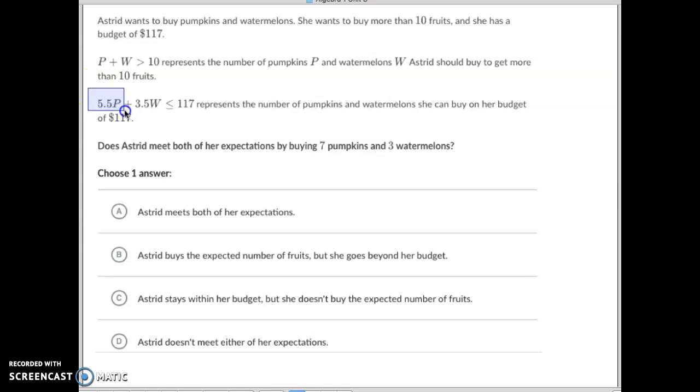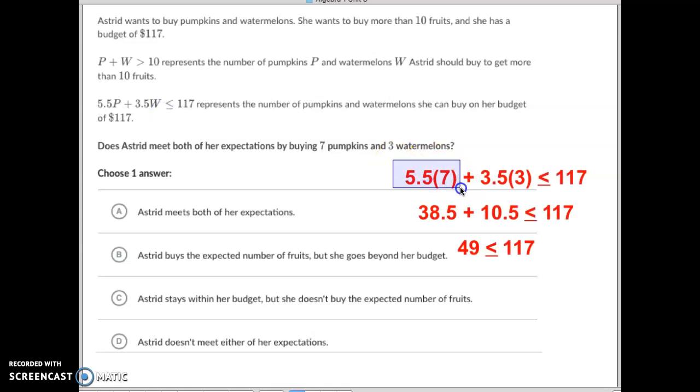If pumpkins are $5.50 per pumpkin and watermelons are $3.50 per watermelon, let's plug that information in. $5.50 times 7 is $38.50. $3.50 times 3 is $10.50. When I add these two together, I get $49. Is 49 less than or equal to $117, which is our budget? And the answer is yes, it is.